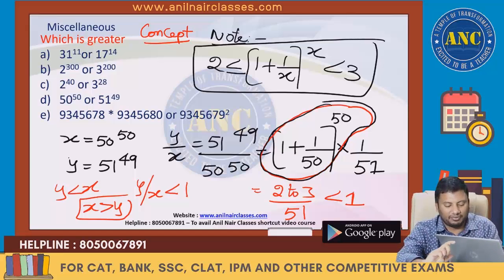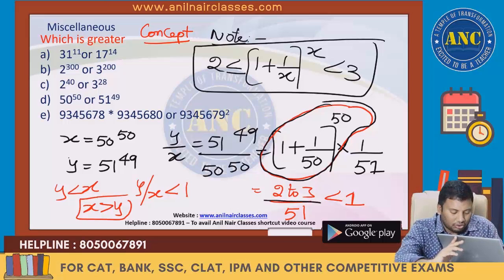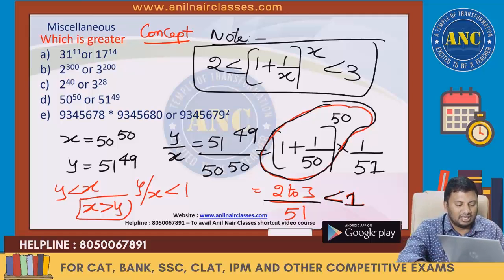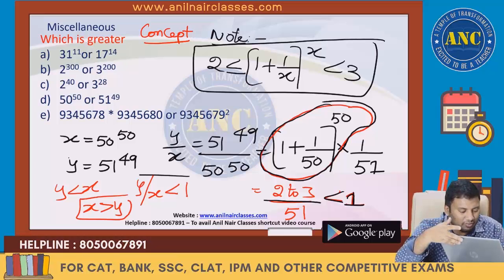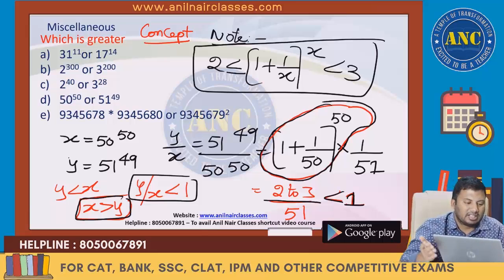(1 + 1/50)^50 into 1/51. (1 + 1/x)^x lies from 2 to 3, divided by 51. It is less than 1. So y/x is less than 1, y is less than x. That means x is greater than y.